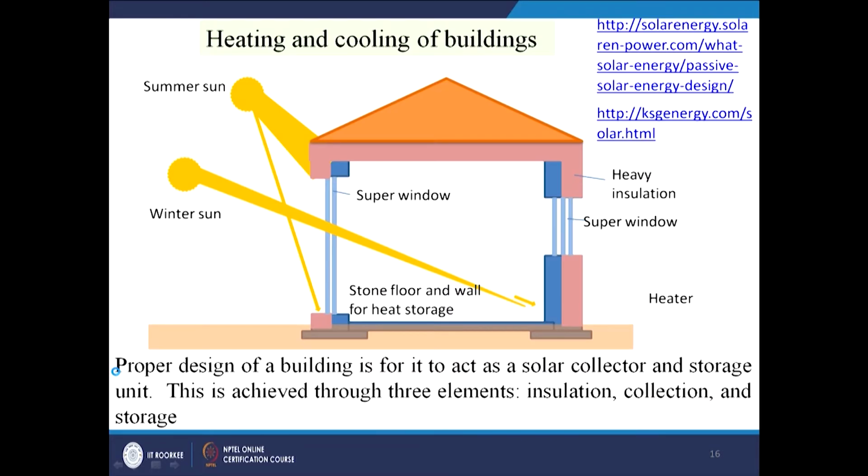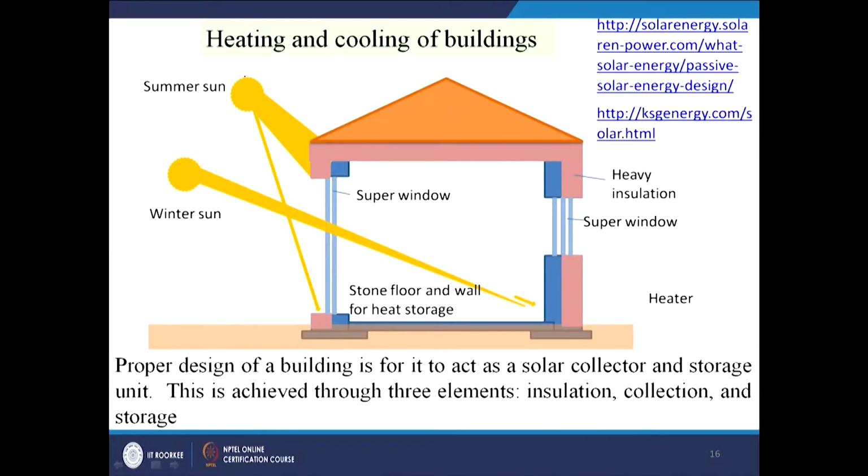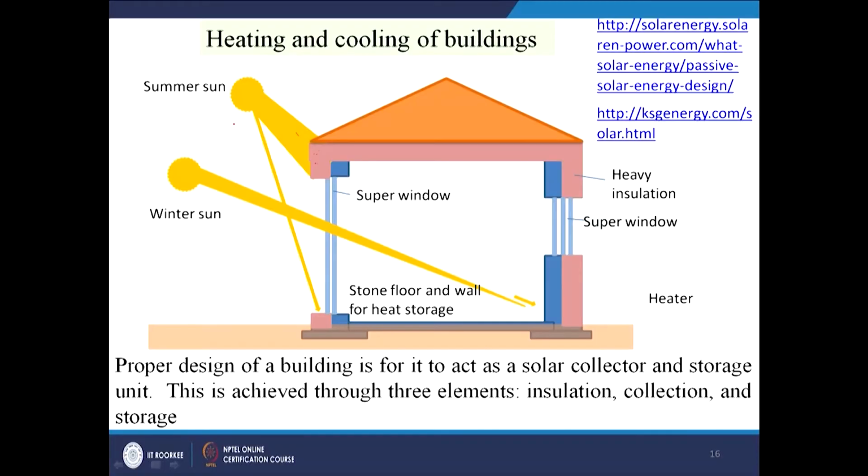In the next class, we will see the heating and cooling of buildings, how this can be done. During summer the sun will be at a relatively higher elevation, coming to the top part of the roof, and if some part of the roof is extended, the summer sun can be arrested and will not be allowed to come into the house. To some extent we can manage, but in winter the sunlight can come through the windows.